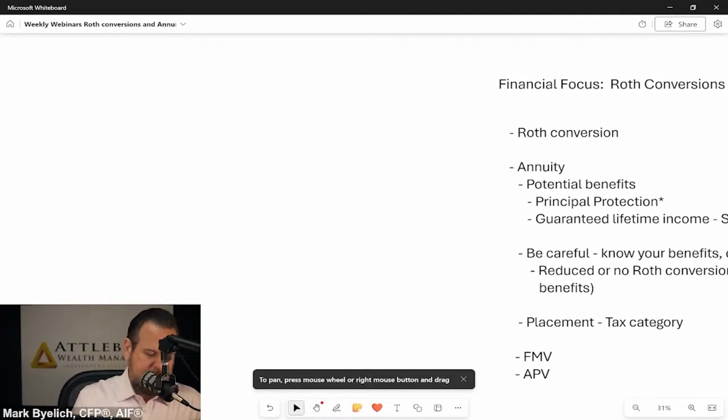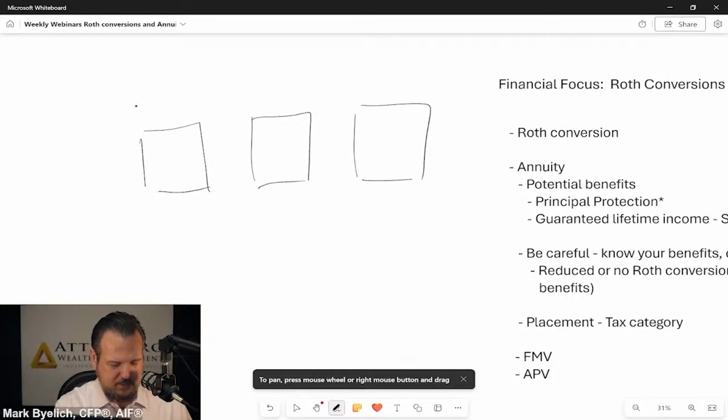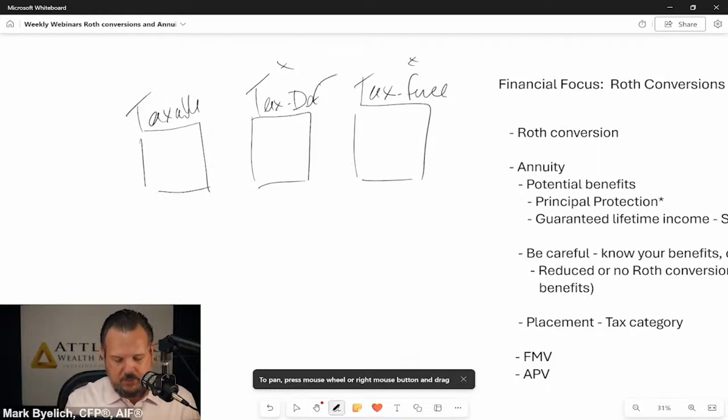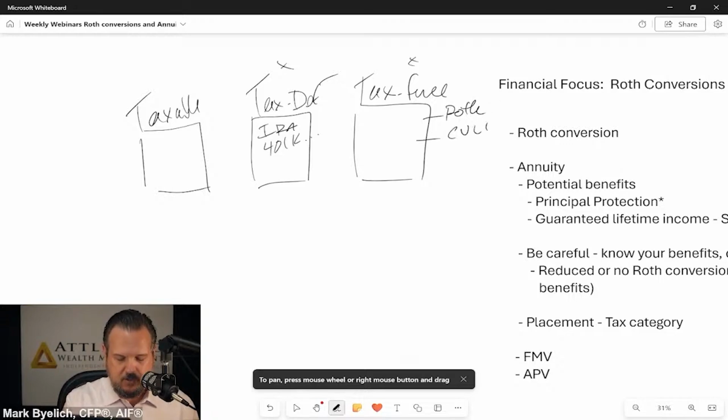So remember, you've got three different categories for your investments. You can think of them as buckets. We have taxable, tax deferred, and tax-free. So we're going to focus on these two right here. Tax deferred, for most of us, that's IRAs, traditional retirement plans like 401ks. And then tax-free is Roth and some properly structured cash value life insurance. But today we're talking about Roth.